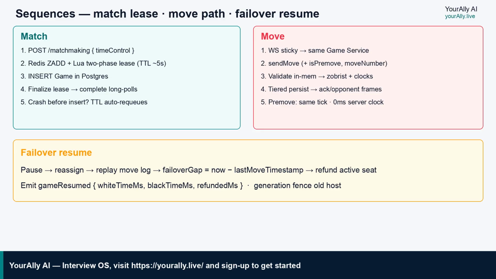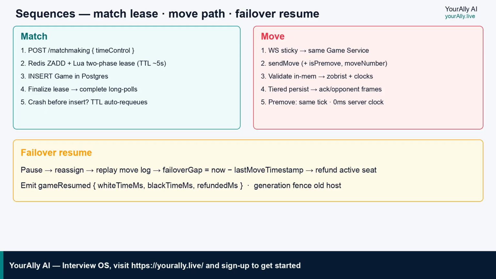Pre-moves again in sequence language. Opponent move lands, server applies it, then immediately tries the queued pre-move before yielding to the event loop. That same tick property is what zero time means. If you apply pre-move on a later tick, you accidentally burn clock.